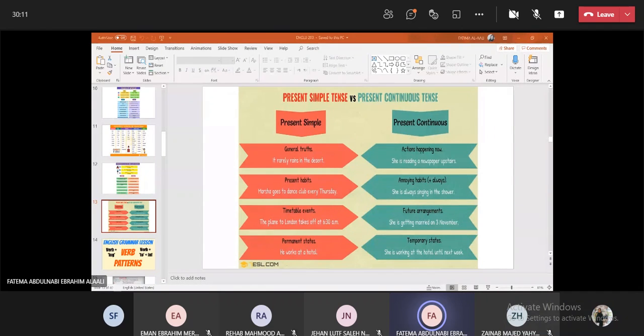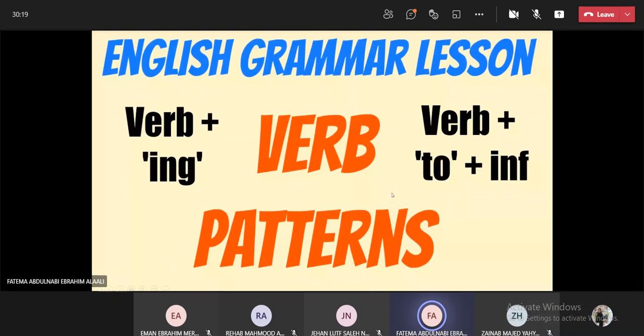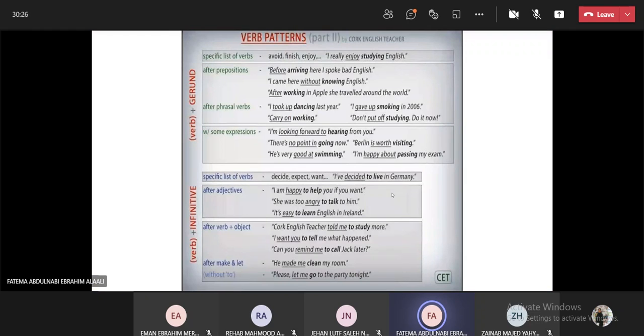Okay then. So now we'll move to the verb patterns. Verb patterns: verb with ing and to plus infinitive. So verb patterns, between gerund and infinitive. When do we use gerund and infinitive?